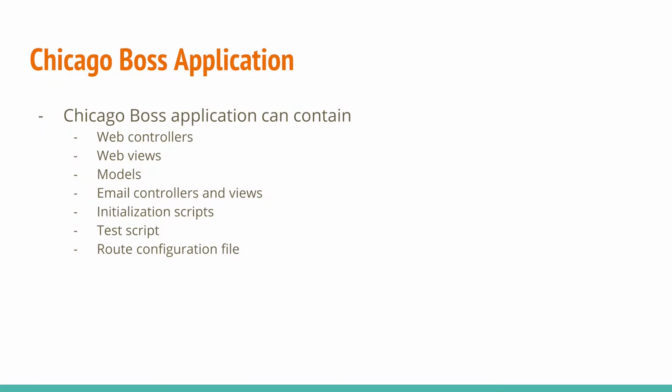So these three parts are fundamental to a Chicago Boss application, and as you can probably infer from this, Chicago Boss typically uses an MVC architecture. Additionally, applications will often contain email controllers and views to be used with Chicago Boss's built-in email server, test scripts for testing the different components of our application, initialization scripts, and a route configuration file for helping with routing requests to the correct controller.